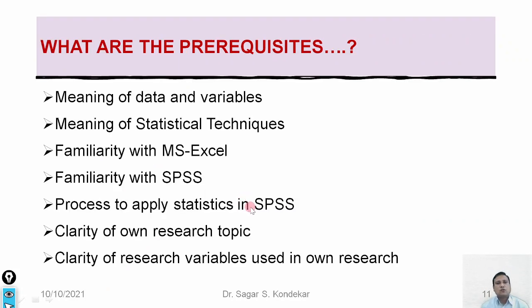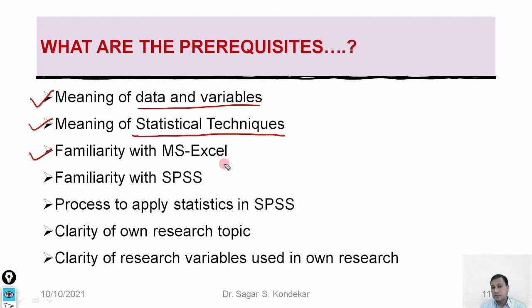Fine. So what are the prerequisites before going into SPSS? They are enlisted here. The researcher should know the meaning of data and variables. The researcher should know the meaning of statistical techniques. These two parts, data and variable, types of data and types of variable, we have already seen in the previous lecture. The meaning of statistical techniques and types of different statistical techniques, that part also we are all familiar with now. This part we have already covered in the previous lectures.